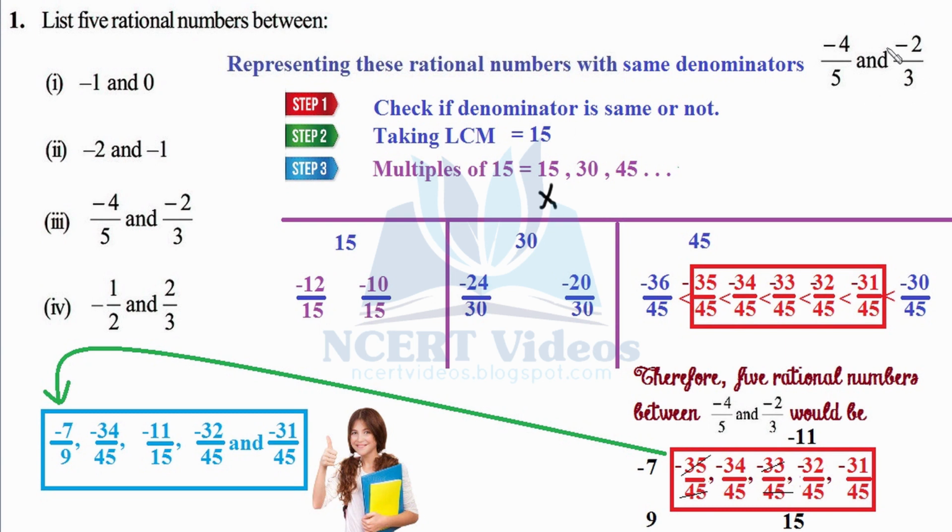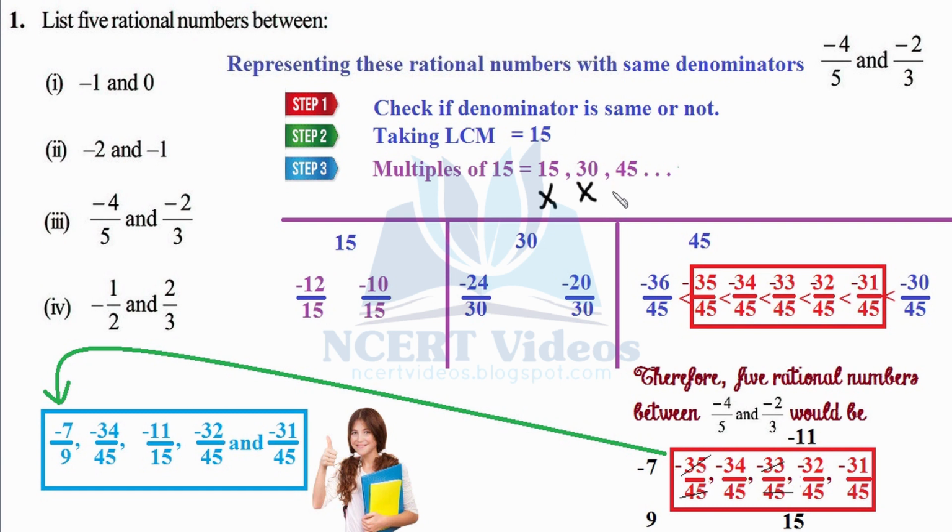Again for this rational number or this fraction, now 3 times how much is 30? 3 10s are 30. So 10 into minus 2 is minus 20. Well, if you again observe, we cannot deduce 5 rational numbers. We can only deduce minus 23 over 30, minus 22 over 30, minus 21 over 30. That is only 3 rational numbers we can deduce, but we are asked to find 5. So therefore, this case cannot be taken as well.